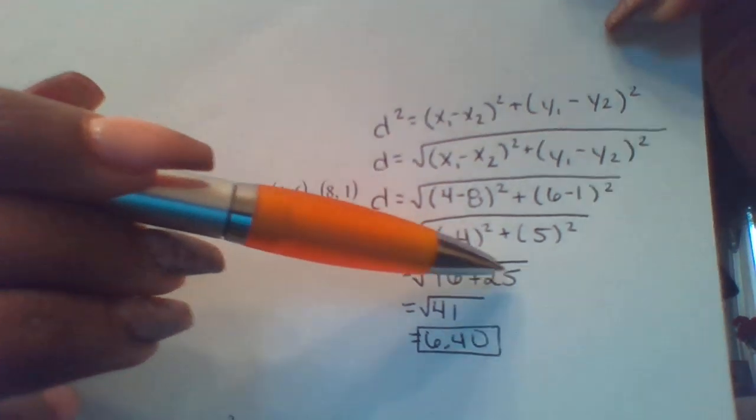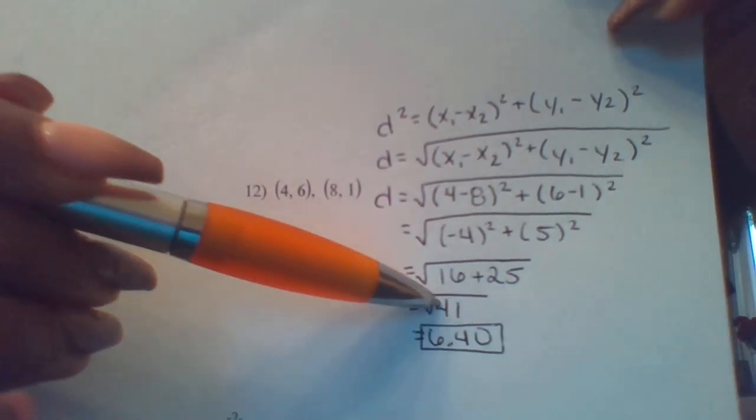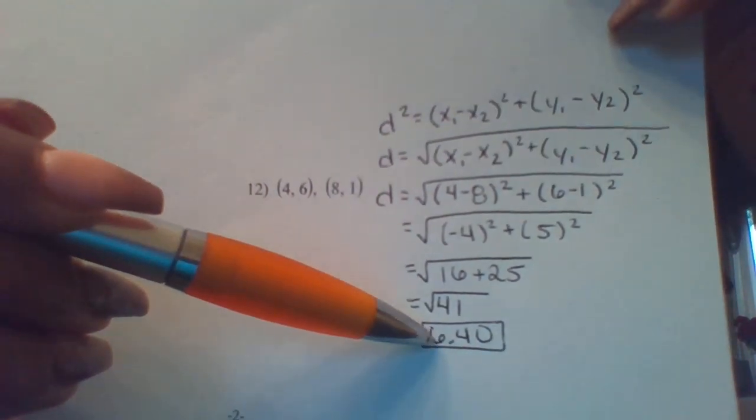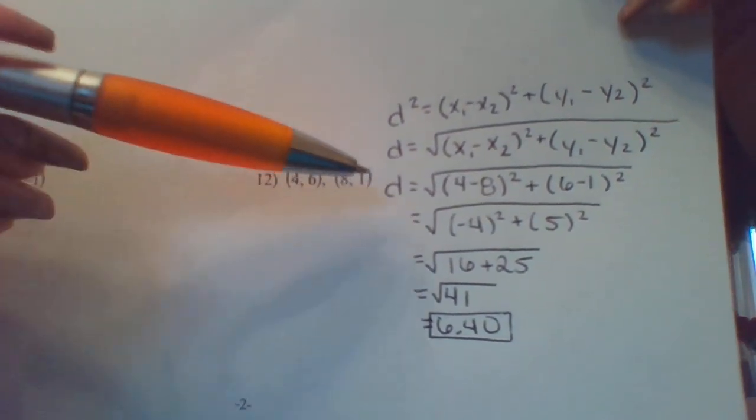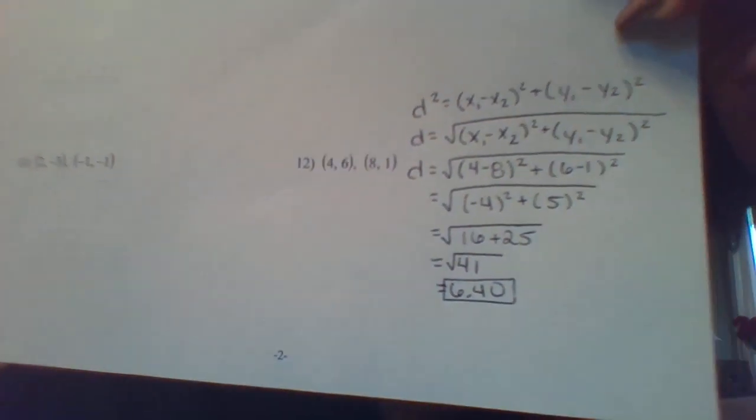So 16 plus 25 gets us 41. Taking the square root of 41 gets us 6.40. So the distance between these 2 points in the coordinate plane is going to be 6.40.